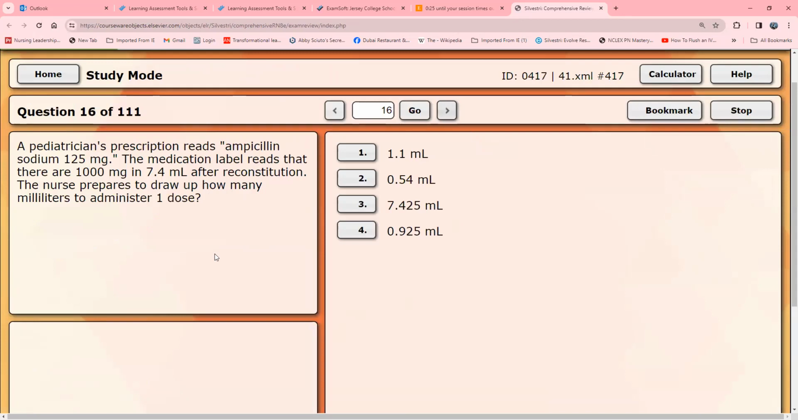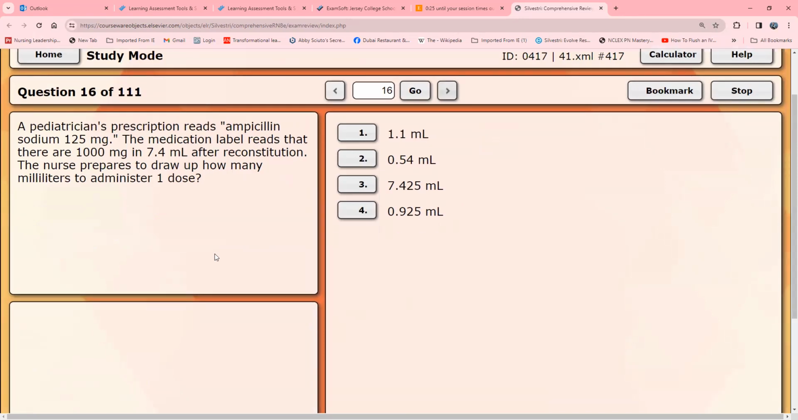Again, I'll ask you the same thing. It doesn't matter if it's reconstitution or regular prescription, whatever. What's this question saying at the very end?